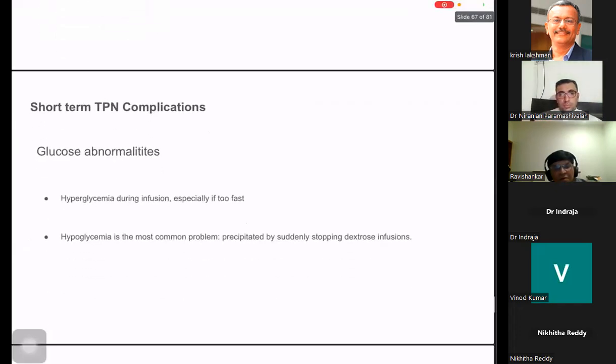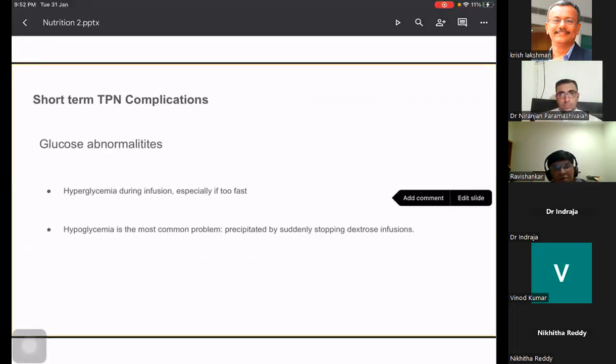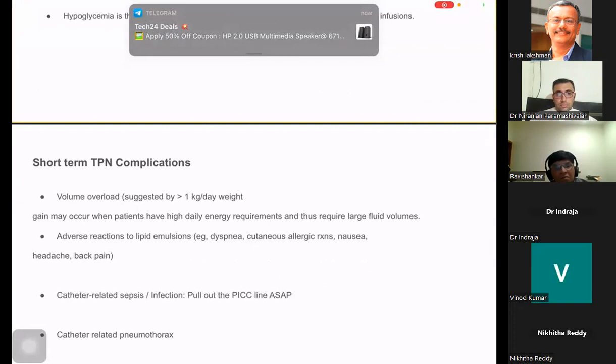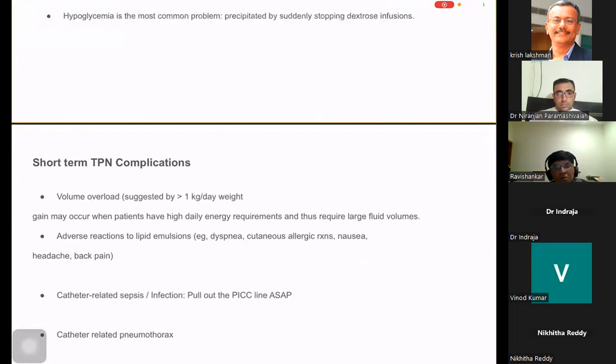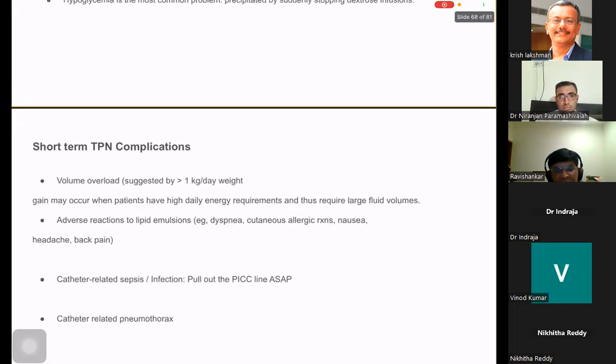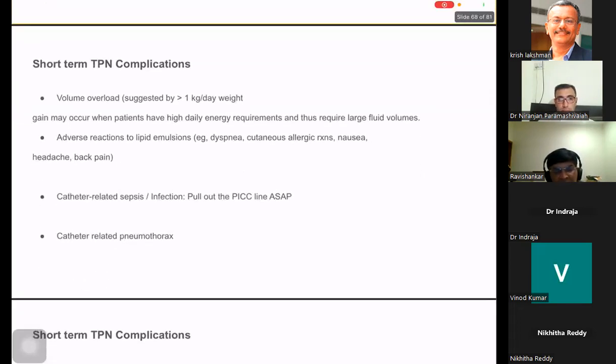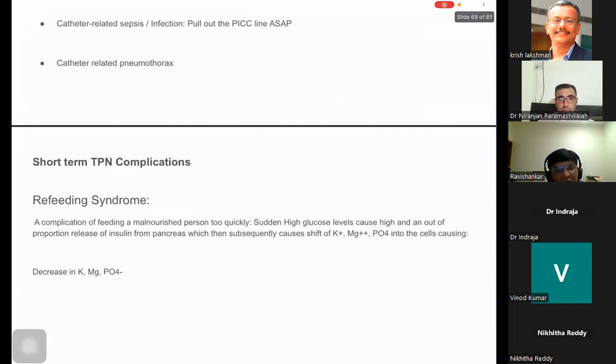Short-term complications include glucose abnormalities, as I said: sudden hyperglycemia during infusion, especially if it is too fast, and hypoglycemia when it is stopped suddenly. And volume overload, which is suspected if weight gain is greater than 1 kg. Adverse reactions to the lipid emulsions include dyspnea, cutaneous allergic reactions, nausea, headache, and back pain. And catheter-related sepsis and infections, so pull out the PICC lines as soon as possible if any infection is suspected. And catheter-related pneumothorax, refeeding syndrome.